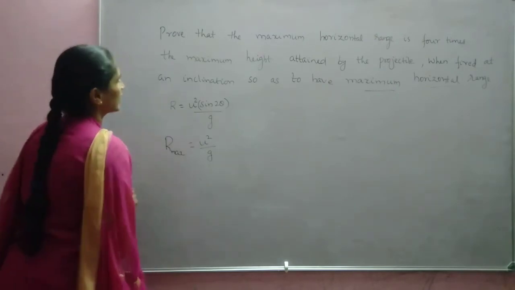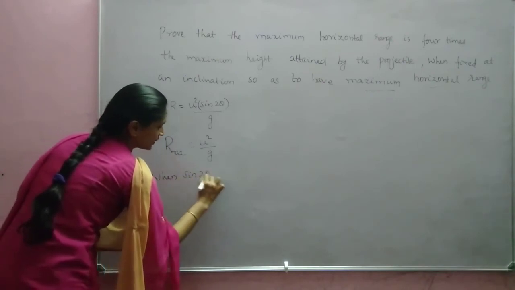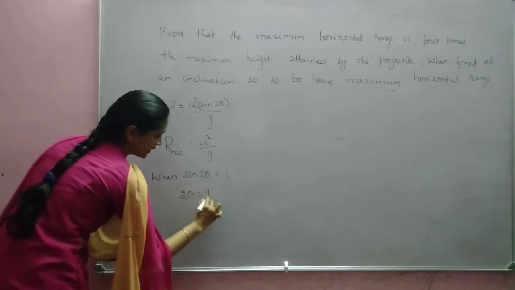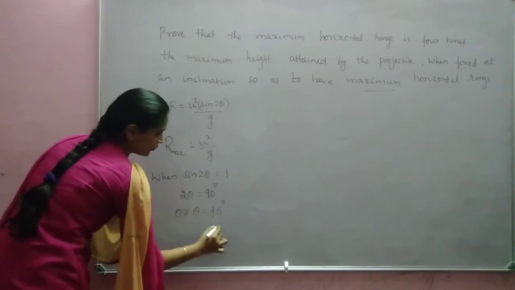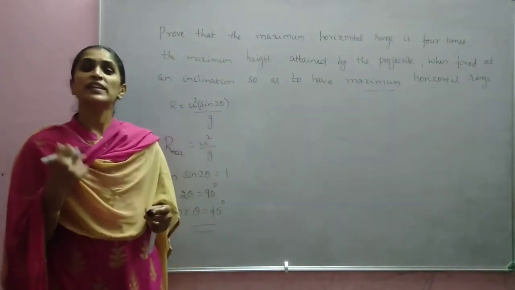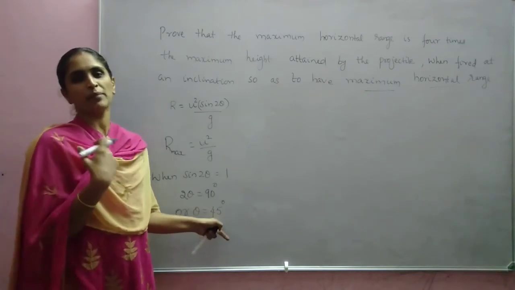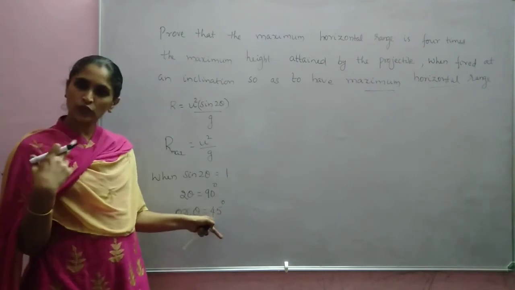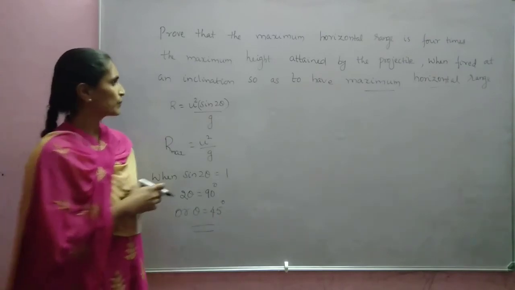That is when sine 2 theta is equal to 1, or when 2 theta is equal to 90 degree, or theta is equal to 45 degree. So if you are projecting any object to cover the maximum horizontal distance, it should be projected at an angle of 45 degree. Is it clear? Now what we have to show?